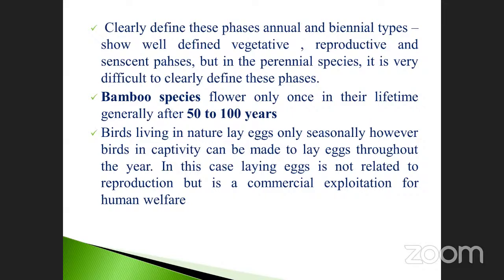I asked about bamboo species, which flower only once in their lifespan, generally after 50 to 100 years. This question has already been asked many times in NEET.